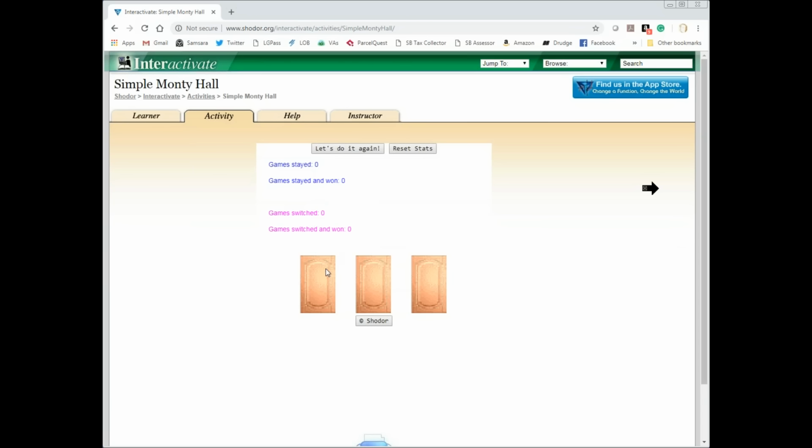So let's get started. I'm going to choose door number 1. I'm going to stay with door number 1. You can see I lost. I'm going to pick door number 2 and stay with door number 2. I lost again. I'm going to pick door number 3 and stay with door number 3. I lost again. Pick door number 1, stay with door number 1. This time I won. Pick door number 2, stay with door number 2. Pick door number 3, stay with door number 3.